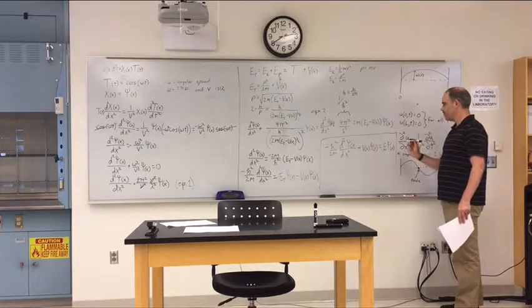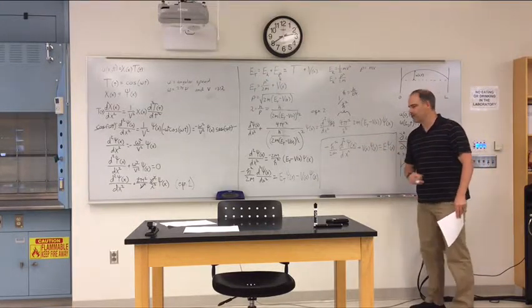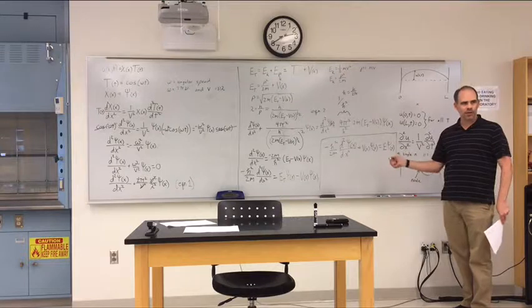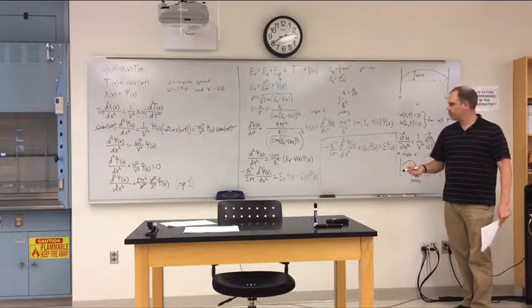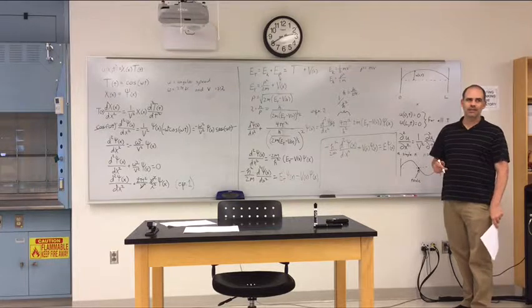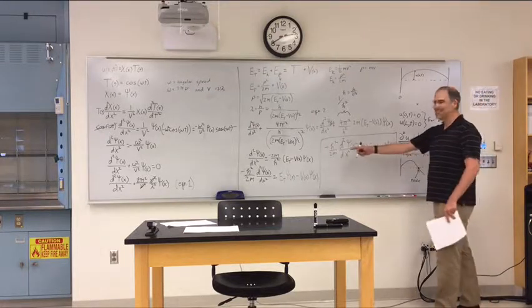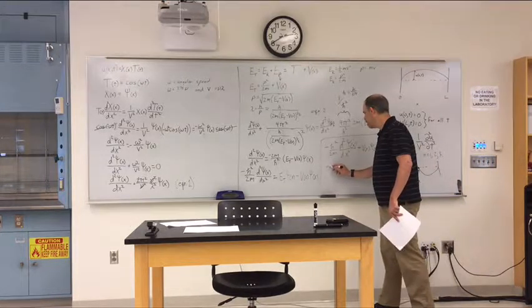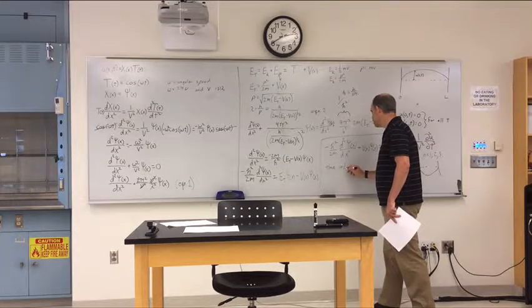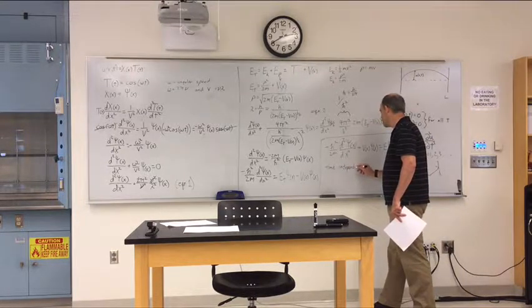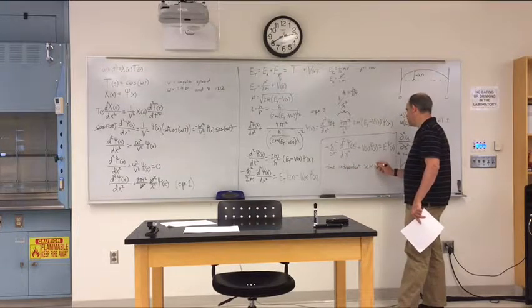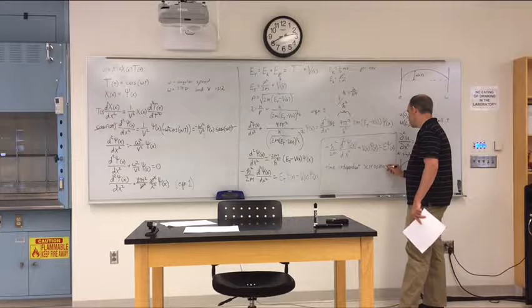Okay. If you look at this, there are no t's, right? There's no time anywhere in here. The psi might look like t's, but it's not actually a t. So this is time independent. So this is the time independent Schrodinger equation.